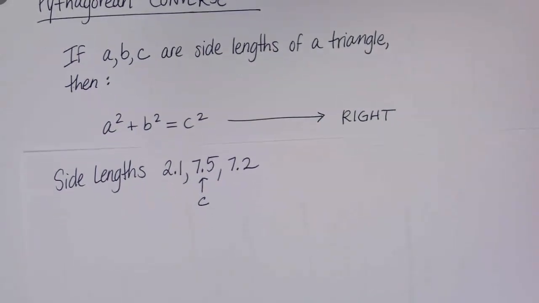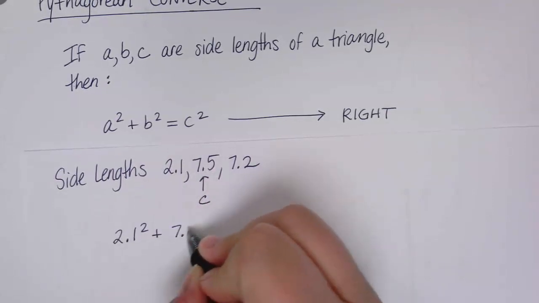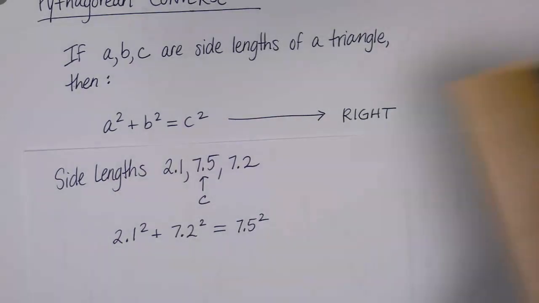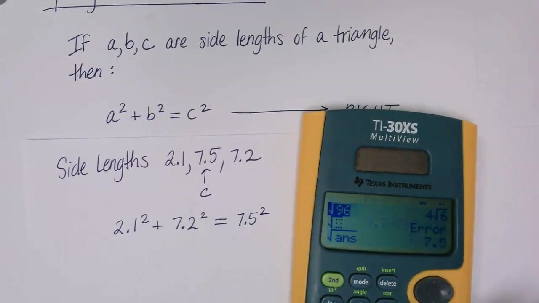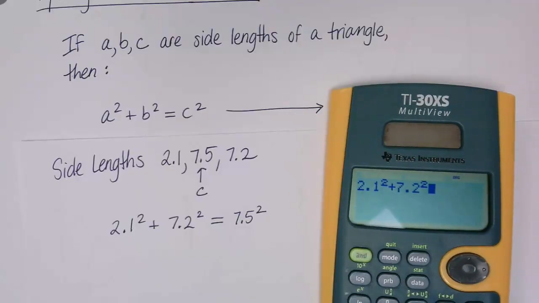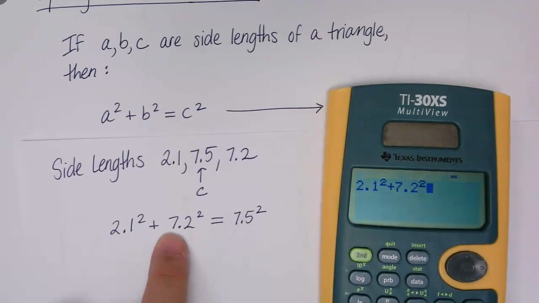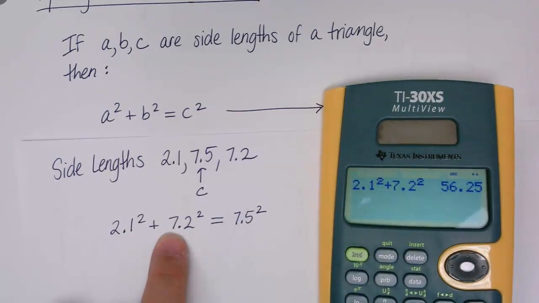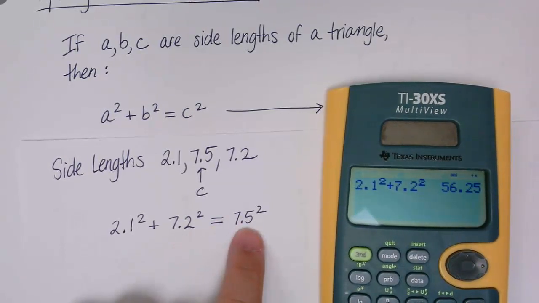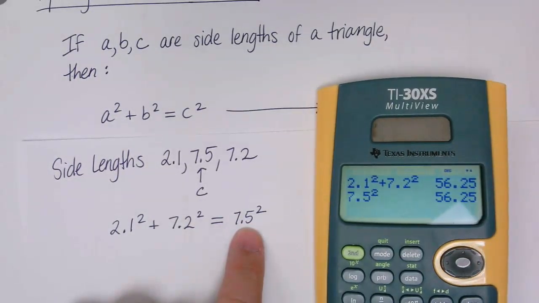So in other words, now we're trying to find out if 2.1 squared plus 7.2 squared equals 7.5 squared. So we check it out. Here's how I'm going to compare them. First of all, I'm going to do one side of the equation, 2.1 squared plus 7.2 squared. Press enter, and I get 56.25. Then I want to see if that's the same as the other side of the equation. So I'm going to do 7.5 squared. And I got 56.25. So yes, those are equal.